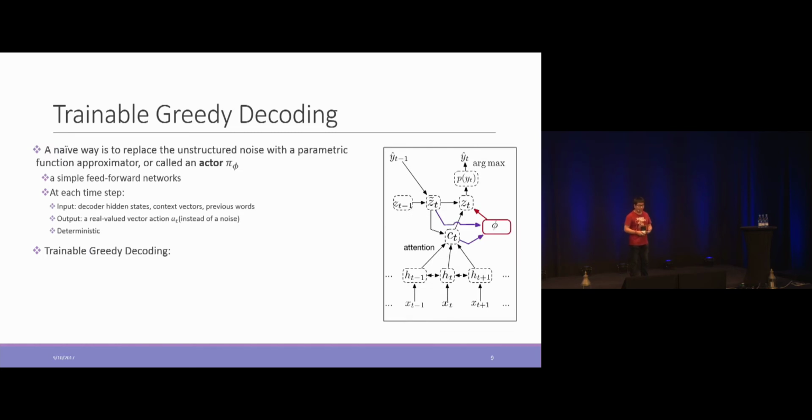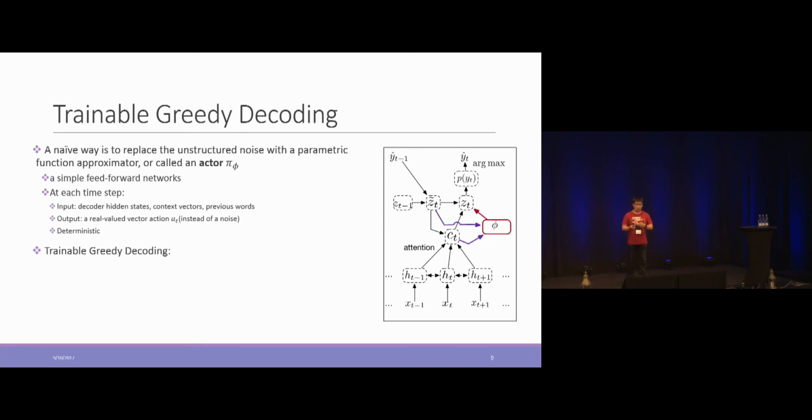A naive way is to just replace the noise by a parametric function, which we call an actor. So here we replace the noise with an actor, for which we can use simple feed-forward networks. At each time step, the network will receive the decoded hidden state, the context vectors, and the previous words, and output a real valued vector action, which, instead of using noise, is just added into the hidden state. And the function is deterministic.